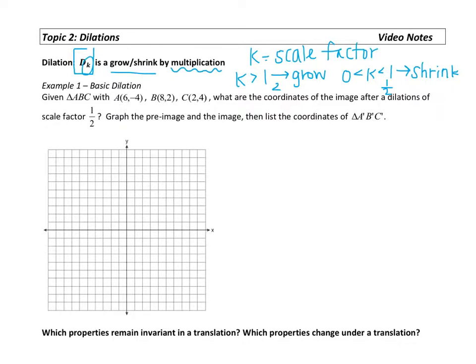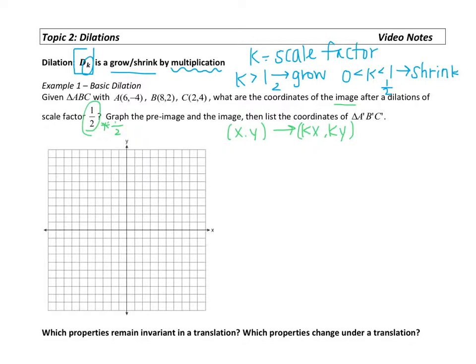In this first example, we will be looking at a basic dilation on a graph. We're given triangle ABC with coordinates A, B, and C, and we are asked what the coordinates of the image are after dilation by a scale factor of 1/2. That means we're multiplying each of our coordinates by 1/2. The rule for a dilation takes x, y, and maps it onto kx, ky, where again that k is the scale factor. So we'll start by plotting triangle ABC.